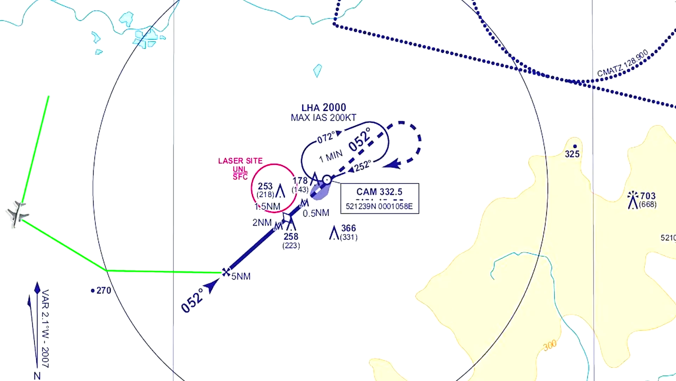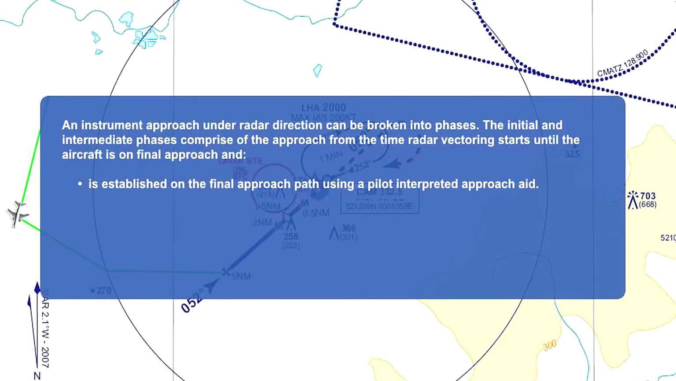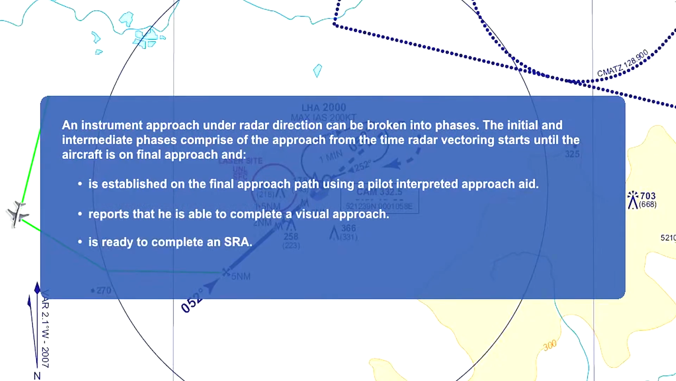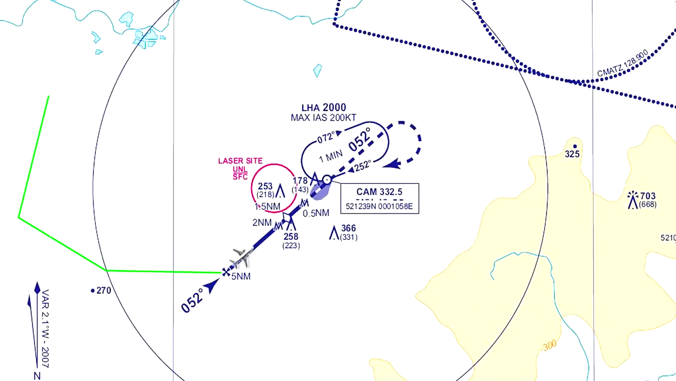An instrument approach under radar direction can be broken into phases. The initial and intermediate phases comprise the approach from the time radar vectoring starts until the aircraft is on final approach and is established on the final approach path using a pilot-interpreted approach aid, reports that he is able to complete a visual approach, is ready to complete an SRA, or is transferred to a PAR controller.